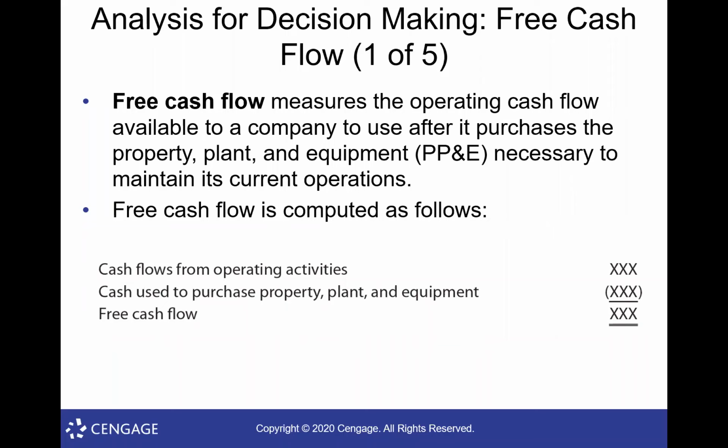Sometimes that's even negative, right? If you purchase more property, plant, and equipment than you brought in from operating activities, that'd be a negative free cash flow. Sometimes you don't buy any property, plant, and equipment, so all of your cash that you bring in from operating is free cash flow, able to be used for other operating needs. Anyway, so just cash flow from operating activities minus cash used to purchase property, plant, and equipment gives you free cash flow. That's the formula for that one. And that's it.